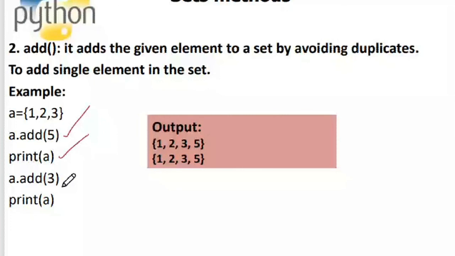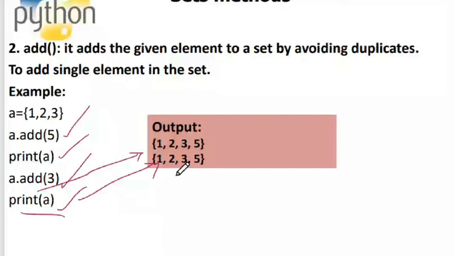At the same time, it is not giving me an error. It is not saying that 3 is already there and you have tried to insert 3. It's not throwing me any exception. When I try to print A, it is giving me the same set. You can observe that 3 is already there and so 3 is not added, because sets do not contain duplicates. So this is the add method.